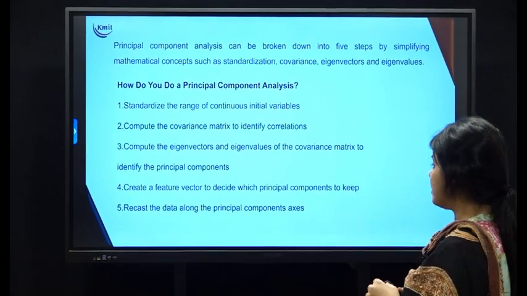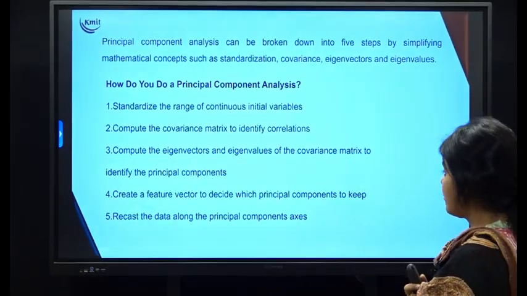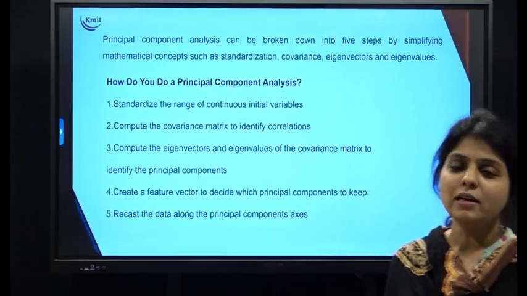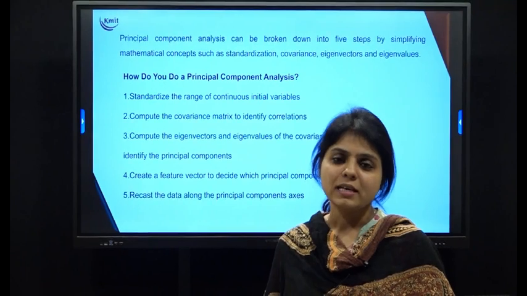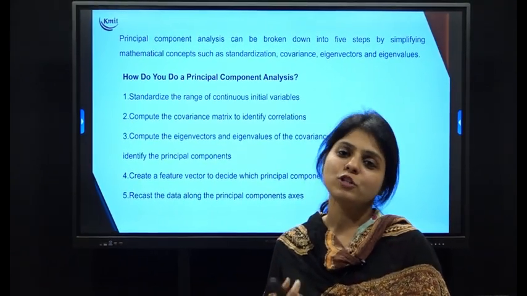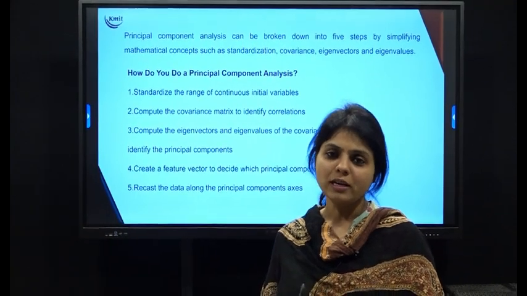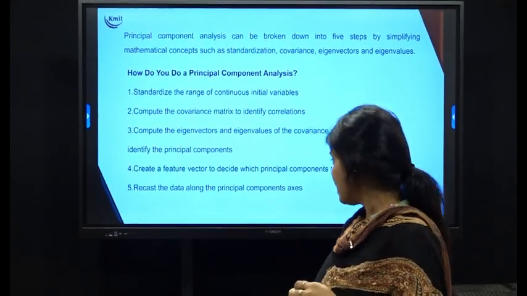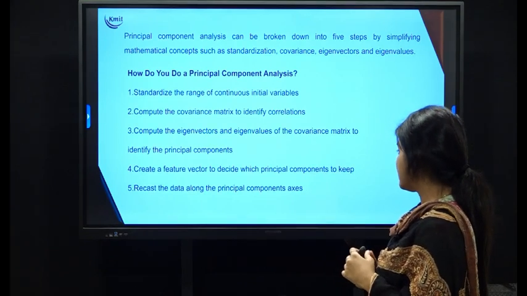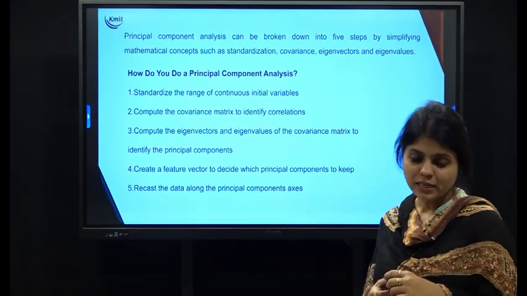Once we are done with that, we'll create a feature vector which will actually decide which principal components to keep, because we are trying to calculate n number of principal components. Once we are done with that, the feature vector will actually give us which principal components have to be included and which have to be discarded. And finally, we'll have the recast of the entire data along with the principal component axis.